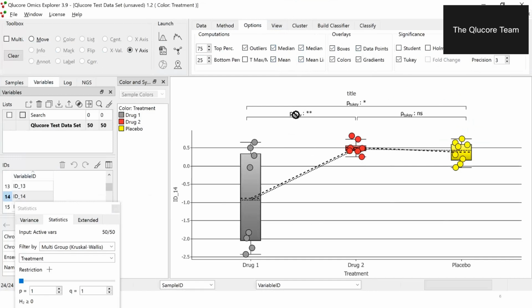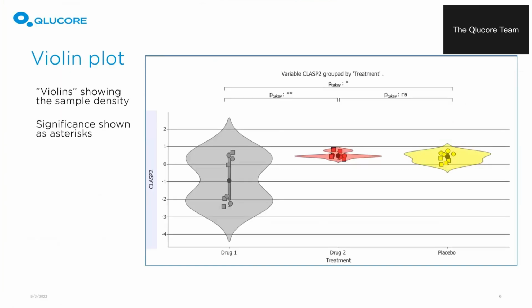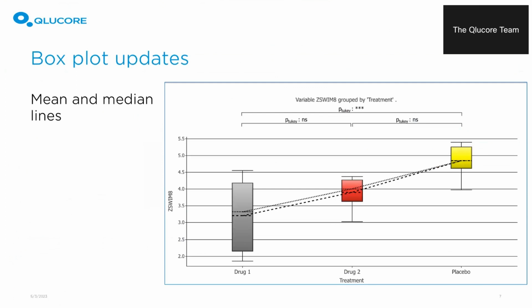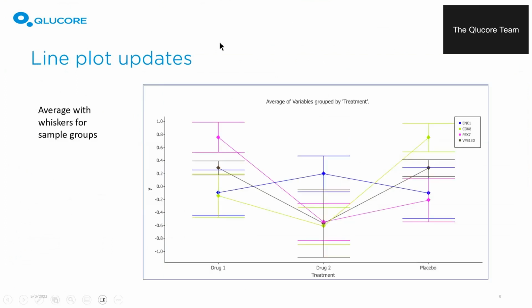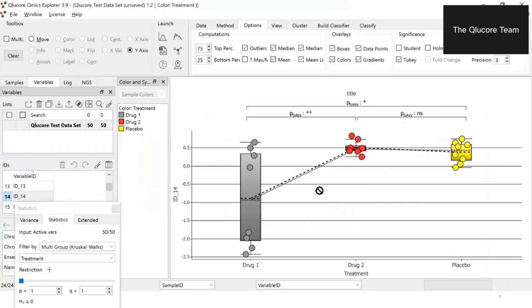And here we also have the possibility to show the significance between the group separation also with asterisks. Okay. And then we also updated the line plot and added the possibility to work with averages in the line plot, which was not possible before, and also with whiskers to show the difference between the samples in a group.